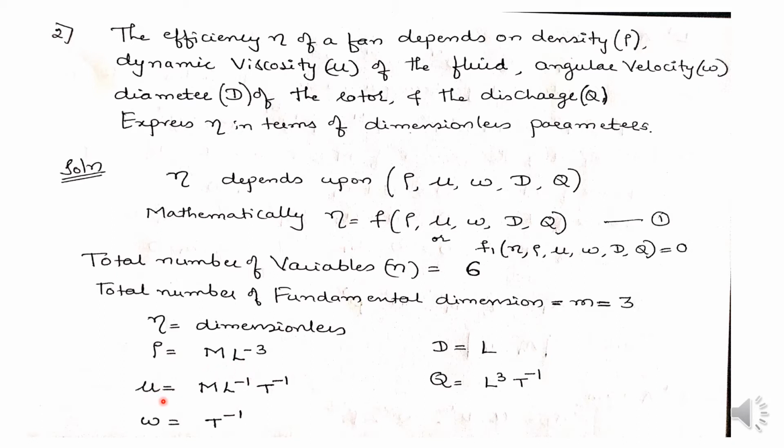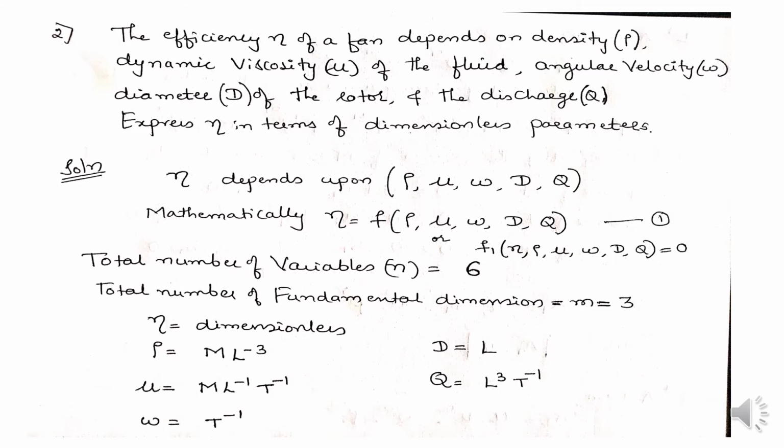Mu, viscosity, we write M L to the power minus 1 T to the power minus 1. Omega, that is angular velocity, T to the power minus 1. Diameter, we measure in meters, where L is the fundamental dimension for meter. Discharge, meter cube per second, L cube divided by T, that is L cube T to the power minus 1. So for each variable, we have written its dimensions.